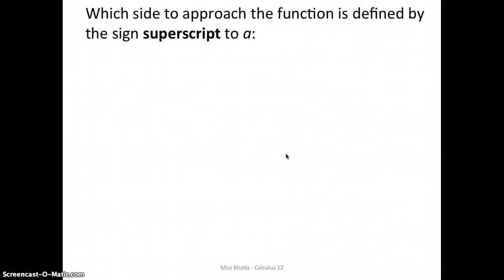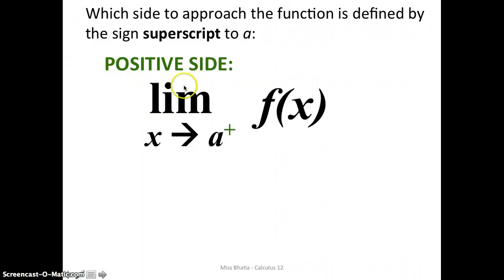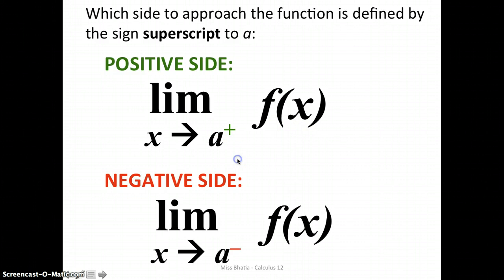Now, how do you know which side to approach the limit from? Well, it's specified by a superscript next to a. So if the question is asking you to approach from the positive side, it would be written like this: the limit as x approaches a with a superscript plus sign of our function. And if it's the negative side, it will have a superscript negative sign right next to the value.